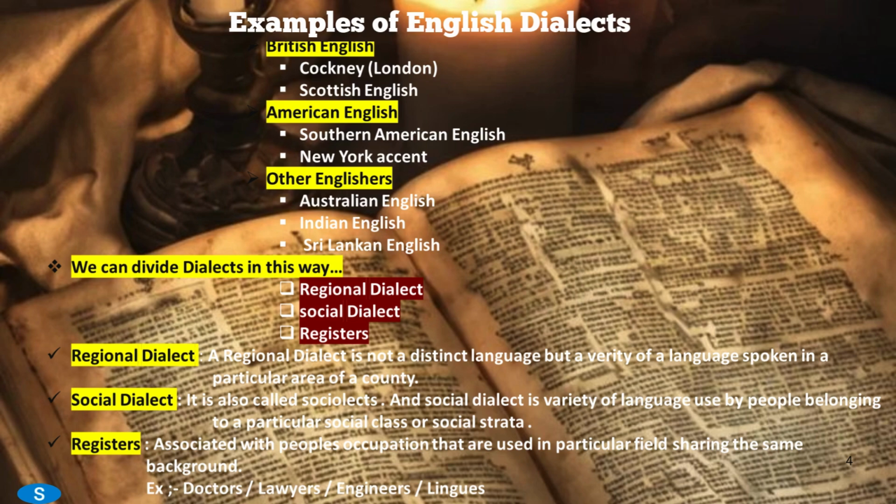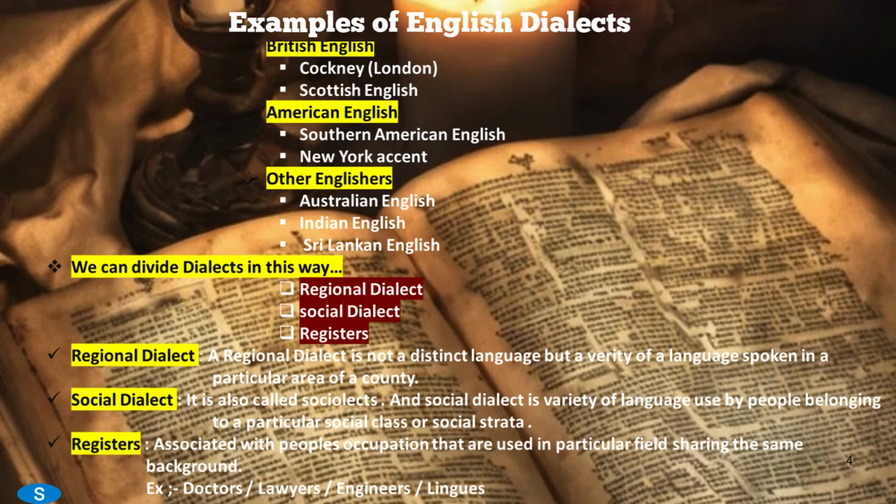What is the regional dialect? A regional dialect is not a distinct language but a variety of a language spoken in a particular area of a country. Next one, social dialect. Social dialects, also called sociolects, are a variety of a language used by people belonging to a particular social class or social strata.